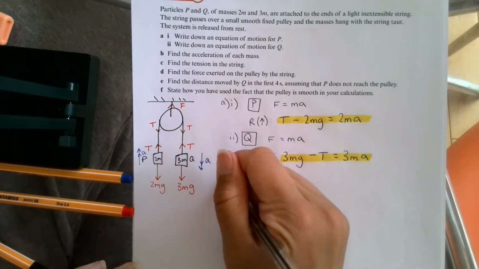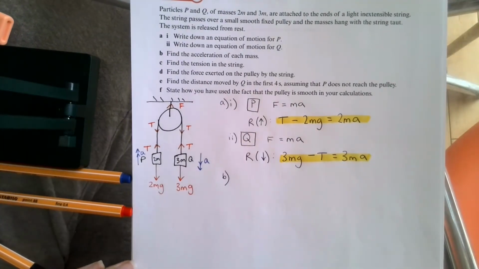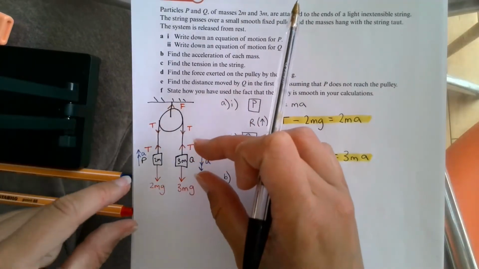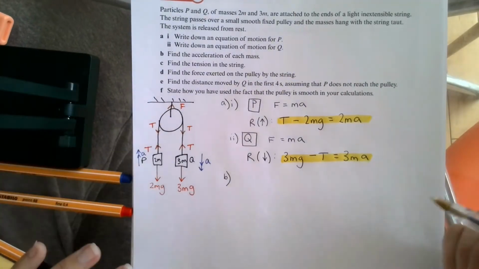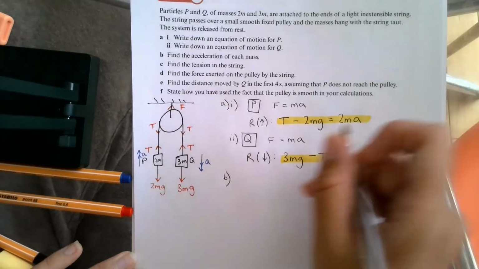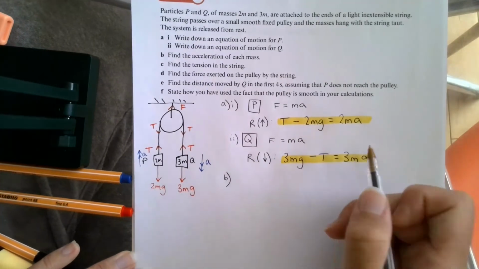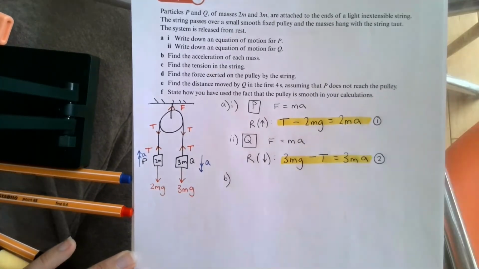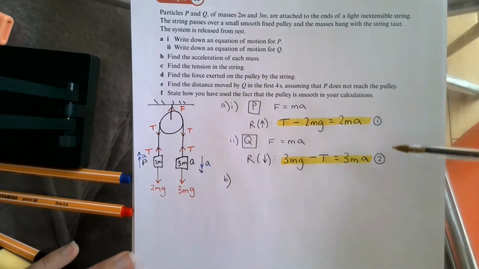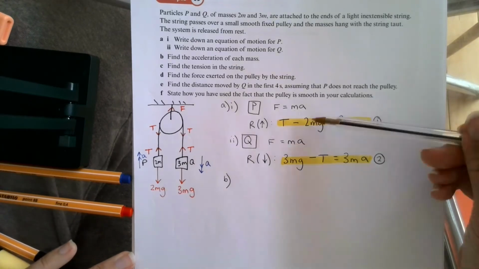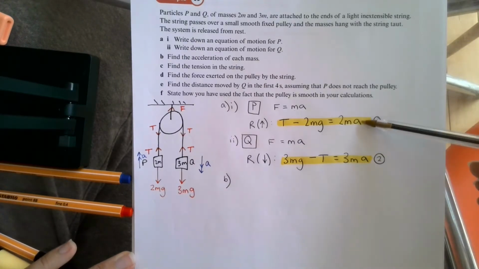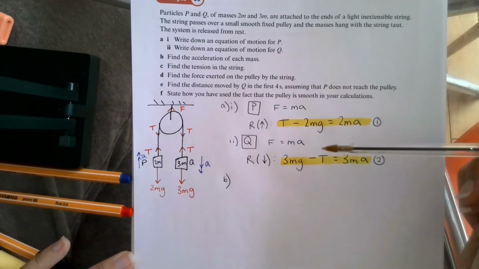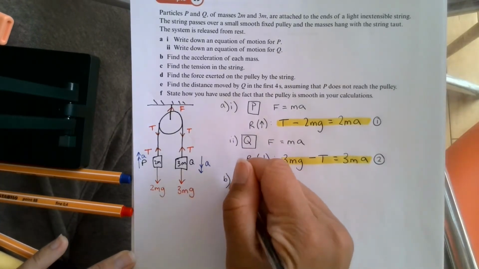Now for part b, it wants me to find the acceleration. And the acceleration will be the same for both of them because that string is inextensible, they're both moving the same amount, they're moving by the same acceleration. And what I've actually got here is a set of simultaneous equations. If I say this is equation 1 and this is equation 2, if you cast your mind back to solving simultaneous equations, if I want to solve for the acceleration, I want to get rid of the tension here. So I'm going to add equation 1 and 2 together.